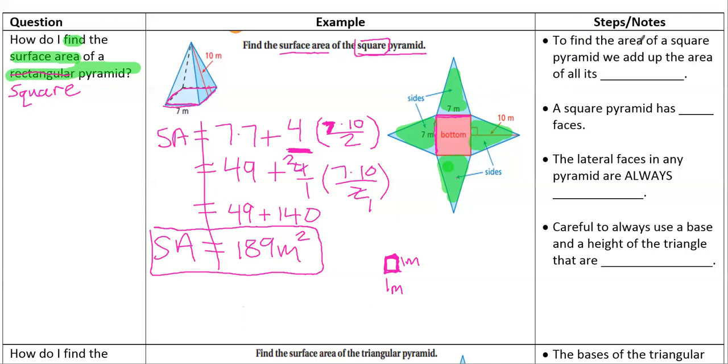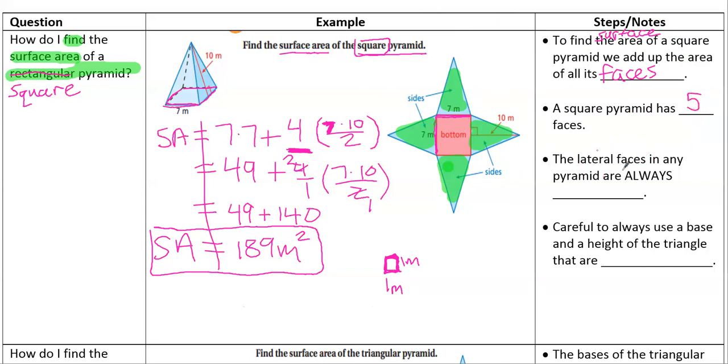Okay, to find the area of a square pyramid, or I guess I should say surface area, huh? I'll fix it for yours, but for mine it's off. To find the surface area of a square pyramid, we add up the area of all of its faces. A square pyramid has how many faces? Well, it has the base, and then there's 4 triangular faces, lateral faces. So a square pyramid has 5 faces.